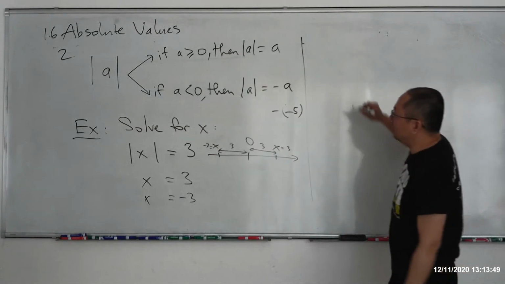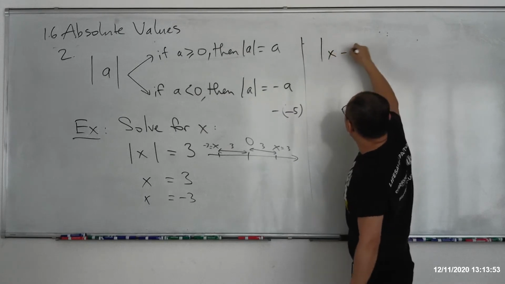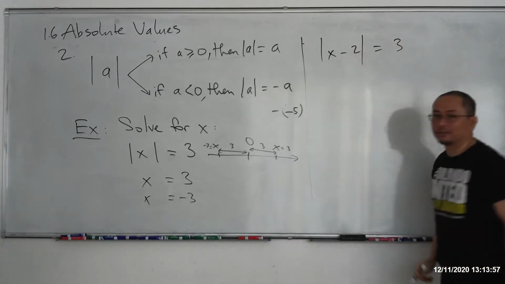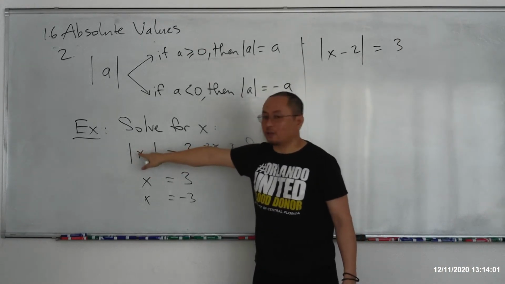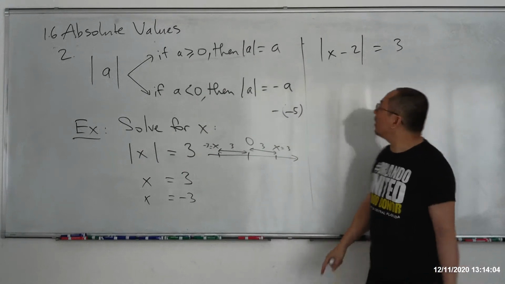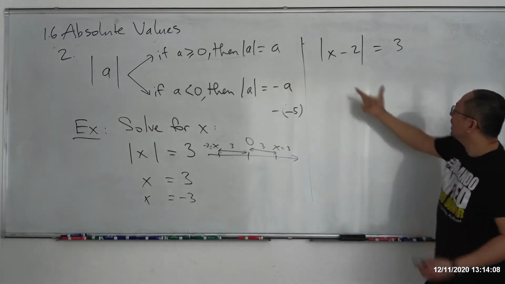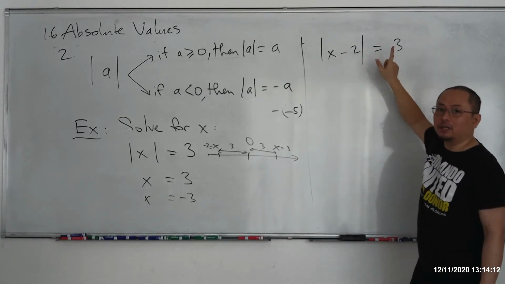How about this? Make it a little bit more complicated. Absolute value of x minus 2 equal to 3. Now, pay attention. The quantity inside the absolute value may not be a simple x anymore. It could be a complicated thing. Now we are talking what? The distance from x minus 2 to the origin is equal to 3.